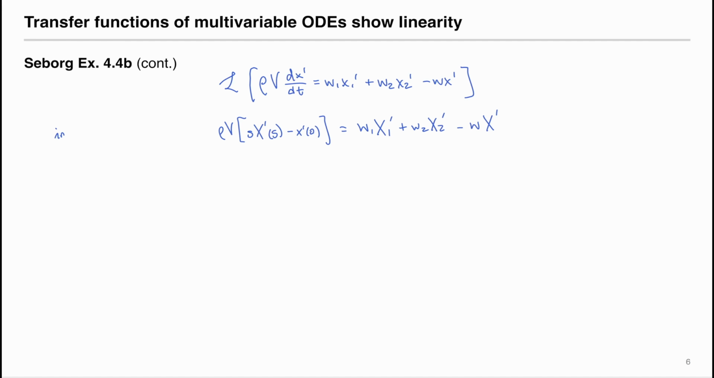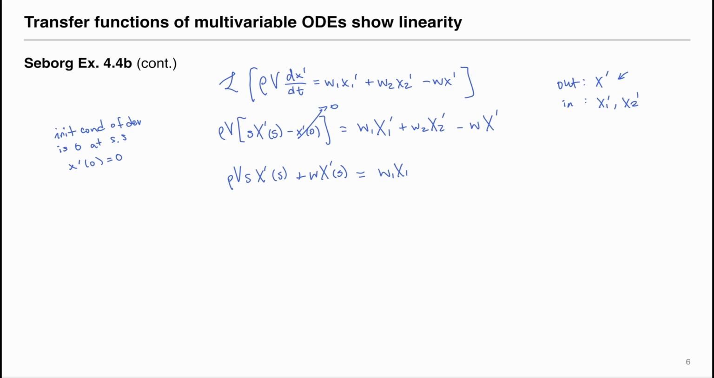And then again we invoke the initial condition of the deviation variable being 0 at steady state. X prime of 0 equals 0. And this time we have the output X prime and the inputs X1 prime and X2 prime. So let's solve for the output. Rho V s X prime of s equals w1 X1 prime plus w2 X2 prime minus w X prime from the right hand side, and then copy.